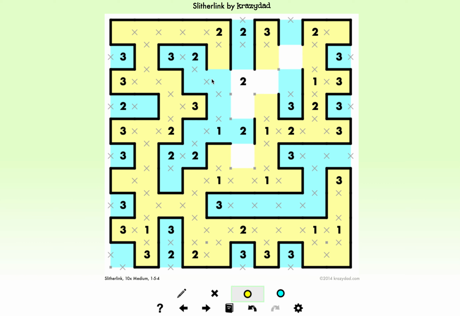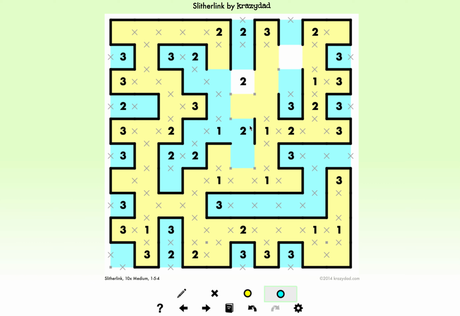But for instance, here's this two. It's got two blues next to it. So I know it's going to have two yellows in the other two. That helps me figure out where the rest of this goes. So this two has two yellows. It's got one blue, so this one must be blue.